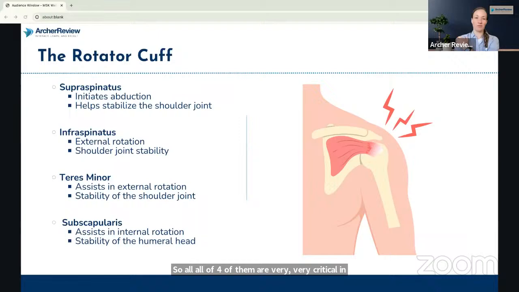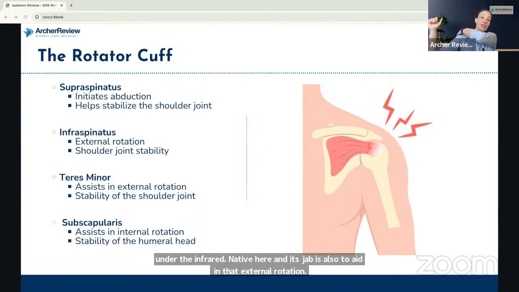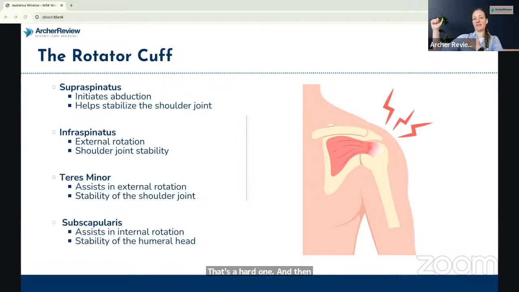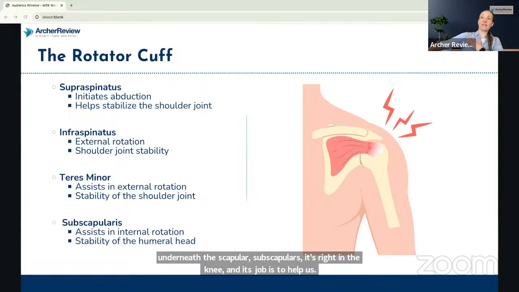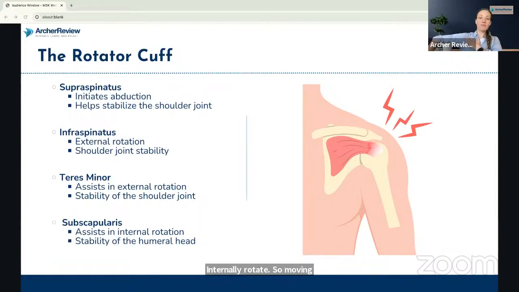Okay, infraspinatus comes right under the supraspinatus. Its job is external rotation. So when we are externally rotating our hand, moving it backwards, okay? The teres minor is the assistant. It lives right under the infraspinatus here, and its job is also to aid in that external rotation. That's a hard one. And then subscapularis comes underneath the scapula, and its job is to help us internally rotate. So moving it inwards, okay?